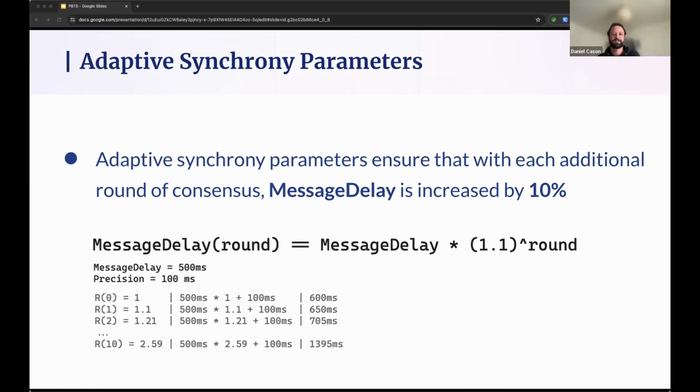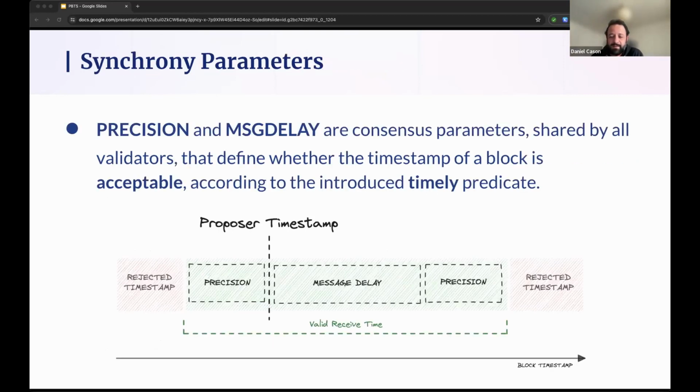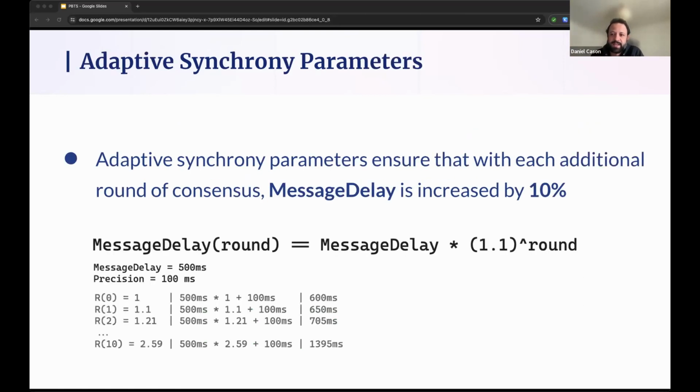I can jump in again. So the problem of the message delay, if you can go back to the previous slides, is that it defines essentially the lower bound of a timestamp. So a timestamp cannot be too old, too far in the past, otherwise we reject it. The problem is that if you set the message delay to a very small value that doesn't represent the actual delay of the network, most of the proposals that we receive will have a timestamp too much in the past. This is very problematic because all the proposals will be rejected because the timestamps are bad. And this can halt the network, essentially.